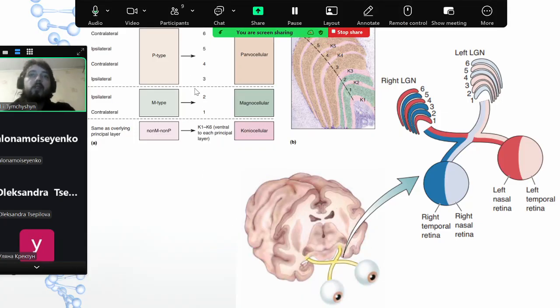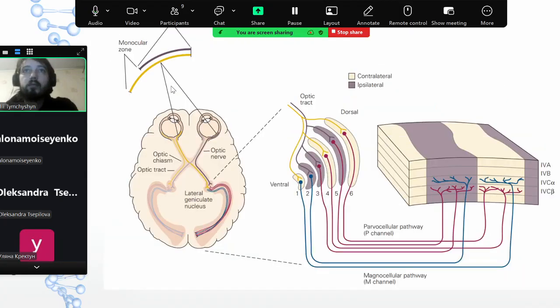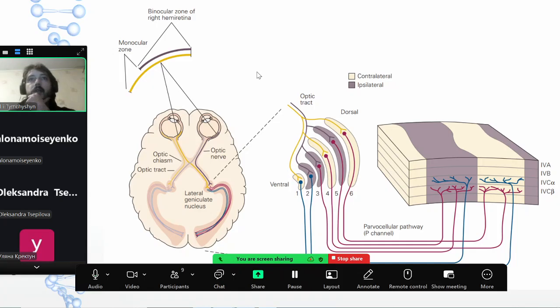Some more details are in this table, but let's not get so deep inside. Here's once again a view of the LGN and the information that we get. So here is the LGN that gets information from the optic tract. Here are the monocular and the binocular zones.